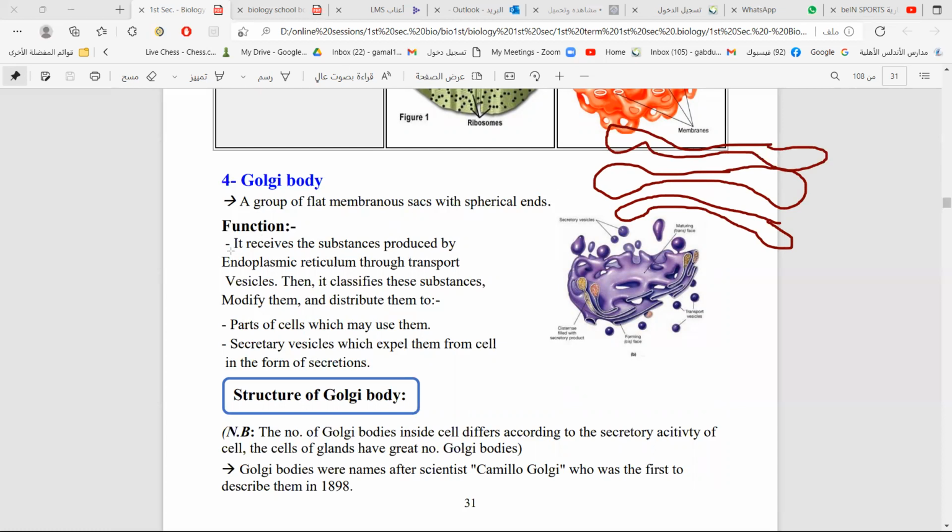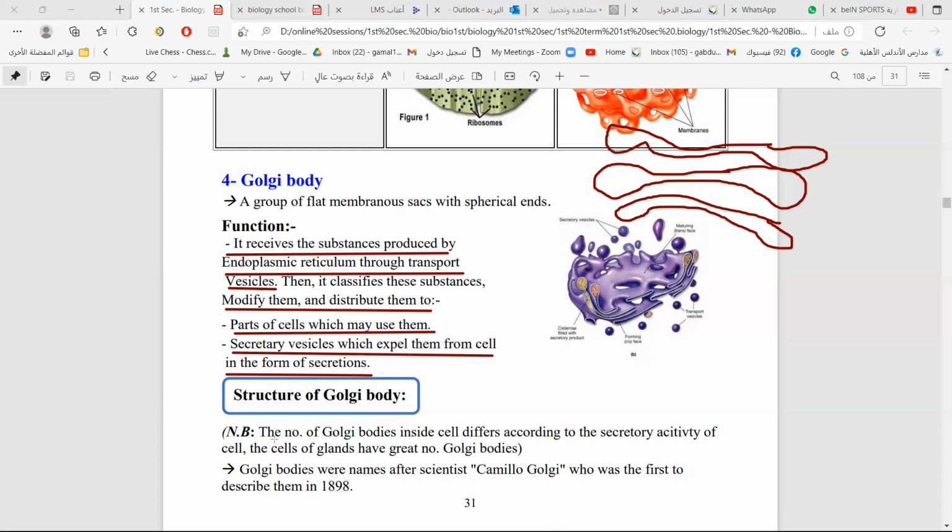Function of the Golgi body: receiving the substances produced by the endoplasmic reticulum through transport vesicles, then classifying these substances, modifying them, and transporting and distributing them to any part of the cell or to another cell which uses them, and secretory vesicles which expel them from the cell in the form of secretion. So it receives substances, classifies them, and sends them again to another place.